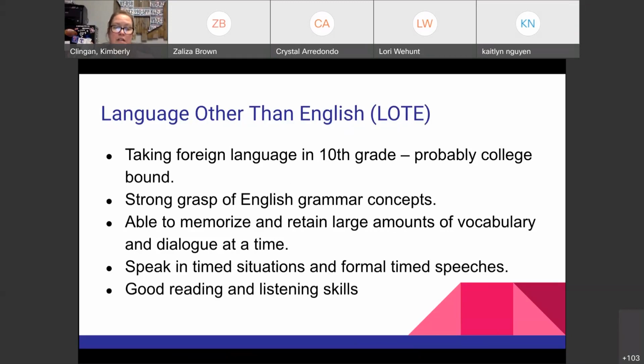It's important that students have a strong grasp of English language. Every class, it doesn't matter if it's sign language or Spanish, or Latin or French, students need to memorize and retain vocabulary and dialogue. Students will be required to speak in timed situations and with timed speeches. With sign language, that's just not speaking with their mouth, it's speaking with their hands and with body language. So it's still doing timed situations and timed speeches. And the expectation is that students have good reading and listening skills.